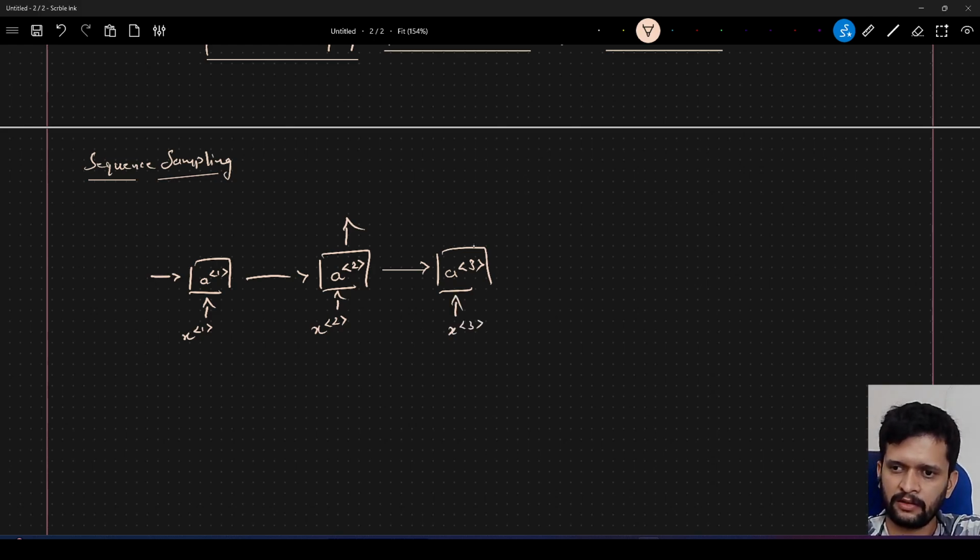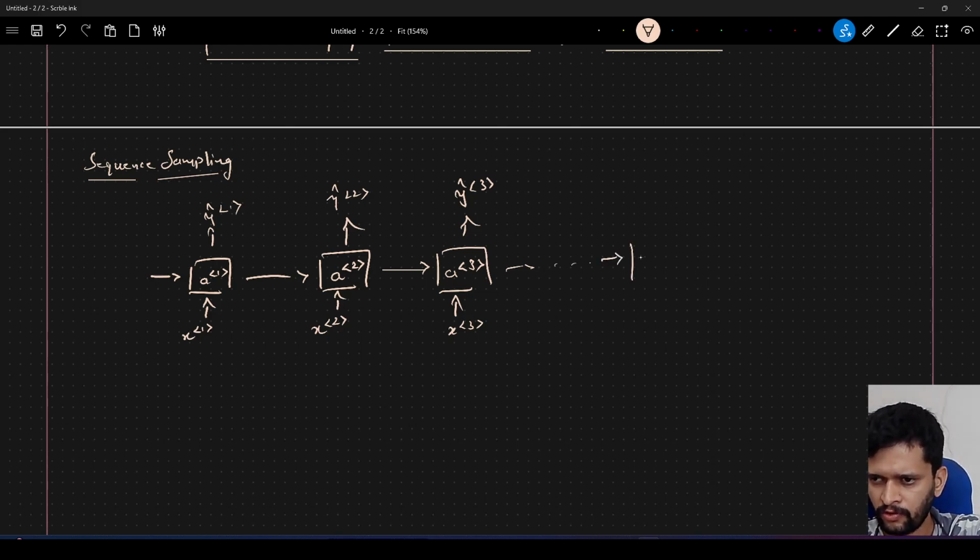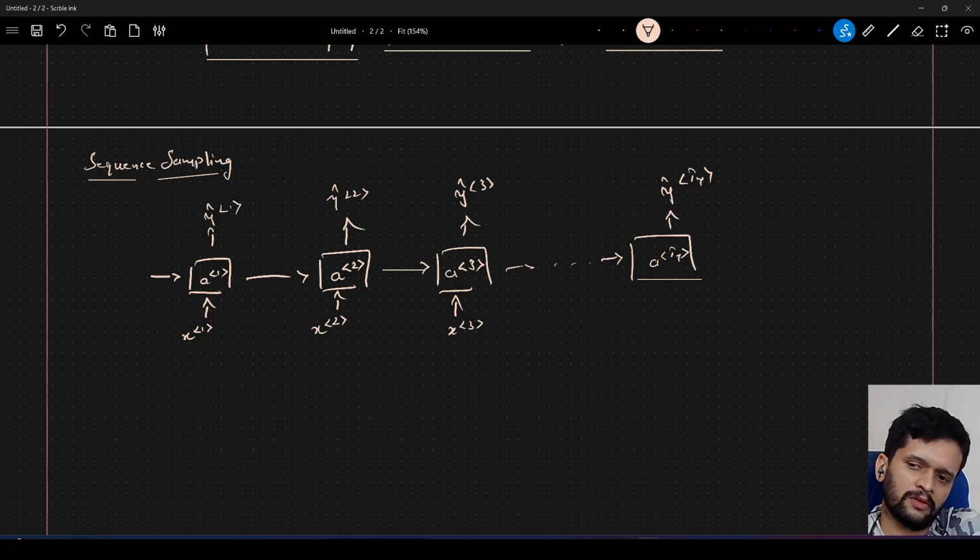X3 output will be Y hat 3, this will be Y hat 2, and this will be Y hat 1. And for Tx or Ty, let's say Ty, the prediction will be Y hat Ty. So how do we know where to stop this? Maybe we can have a fixed length of words required in the sentence, or we can repeat this prediction till we encounter an end of sentence token.